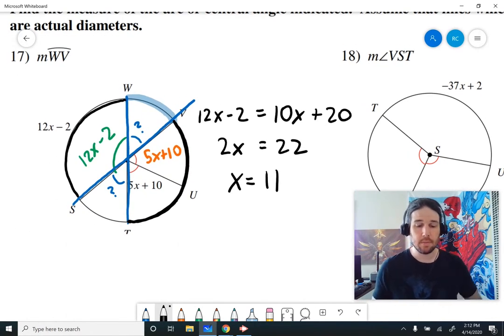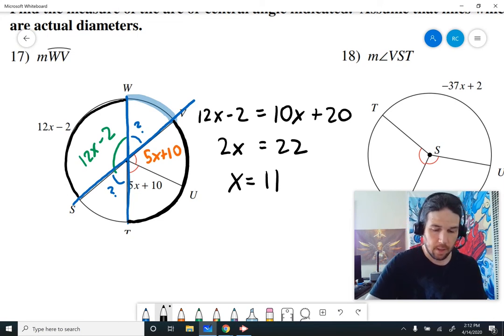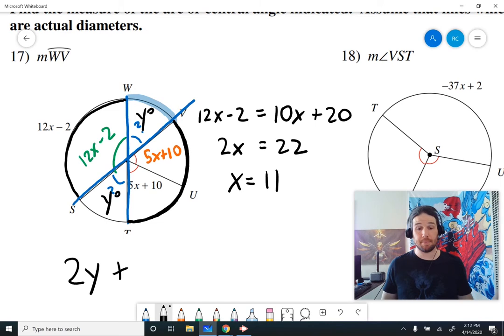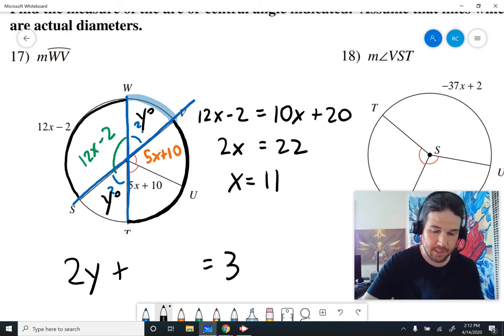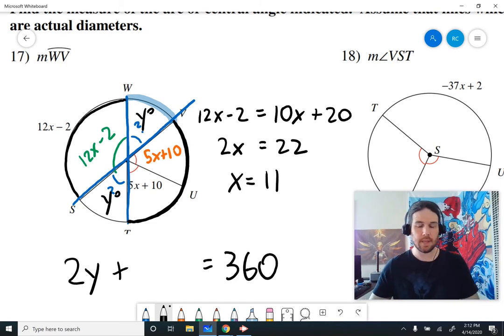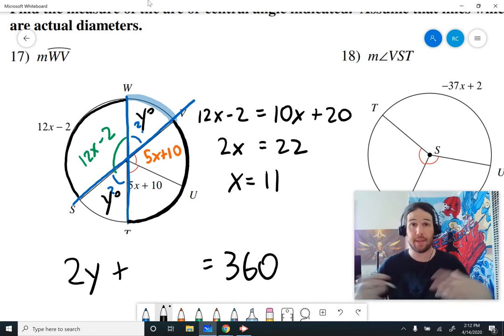So what I'm going to do is make this y degrees. I know that 2y plus whatever all that added up to is going to equal 360. And now I'm going to plug my x equals 11 into all of that: the 12x minus 2, the 5x plus 10, the other 5x plus 10. I'm going to plug x equals 11 into all of it because I want to figure out what that number is, right? I need all of that added up.